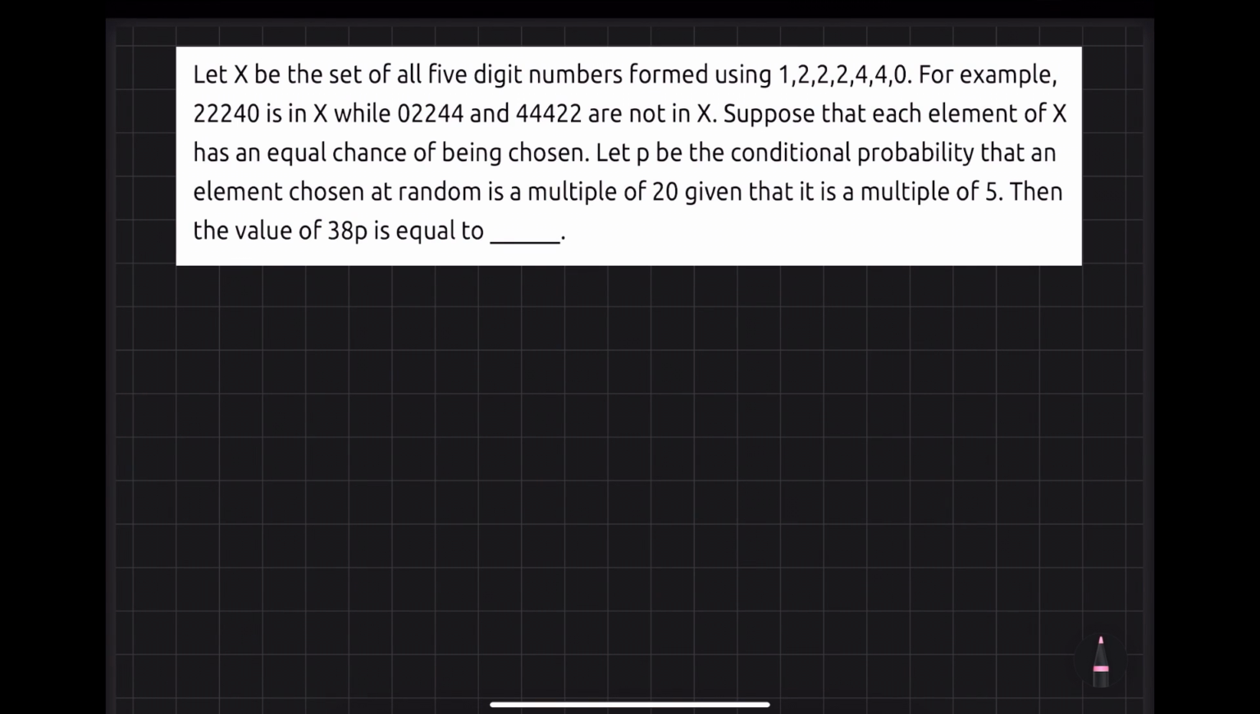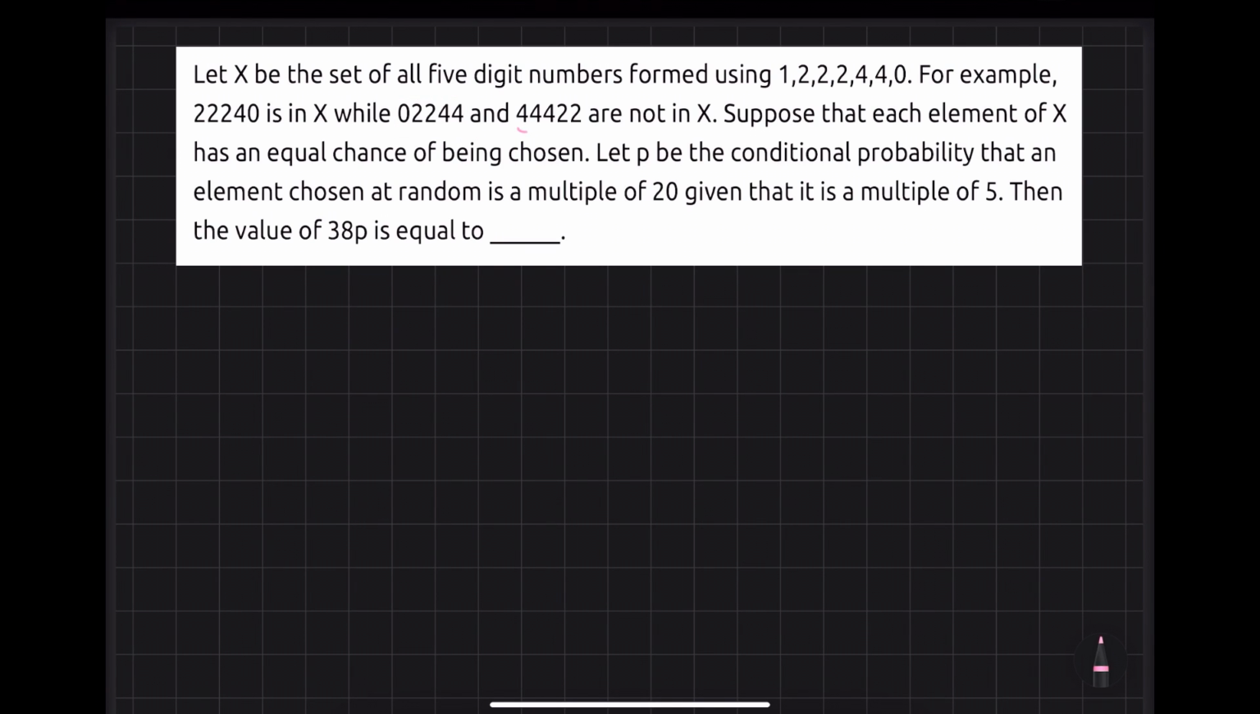So, we got a wholesome new problem which says: let X be the set of all 5-digit numbers formed by using 1, 2, 2, 2, 4, 4, 0. For example, 22240 is in X while 02244 is not allowed. Because if you use 0 as the leading digit, it will become a 4-digit number, but we want a 5-digit number, so you cannot use 0 in the leading position.